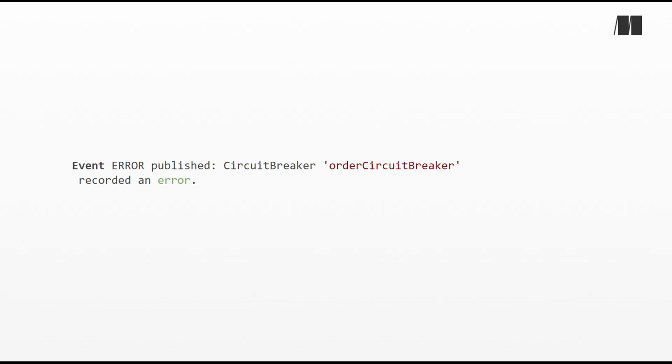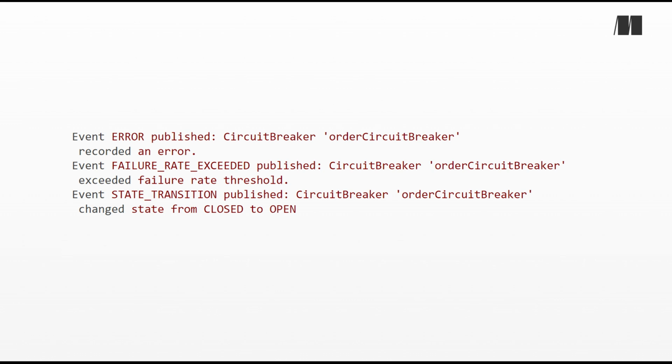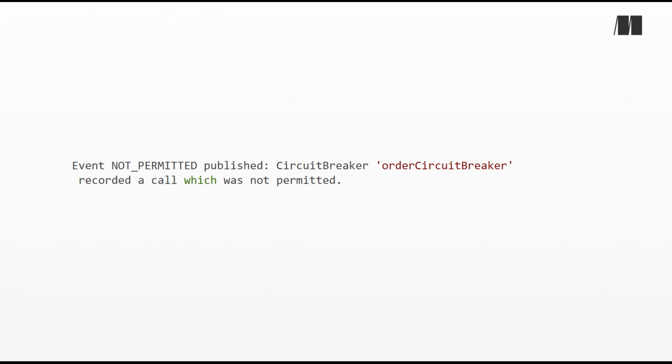In the application logs, you can analyze how the requests have been handled. All the requests failed, so the circuit breaker registers an error event for each of them. At the 20th request, a failure_rate_exceeded event is recorded because it exceeded the failure threshold. That will result in a state_transition event that will open the circuit. The 21st request will not even try contacting Order Service. The circuit is open, so it cannot go through. A not_permitted event is registered to signal why the request failed.